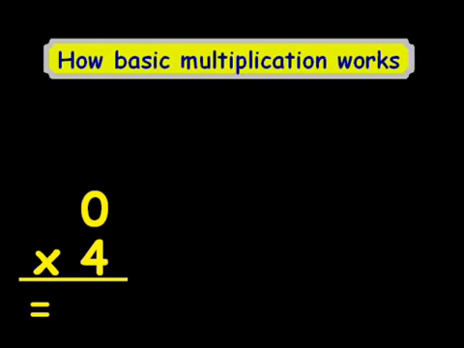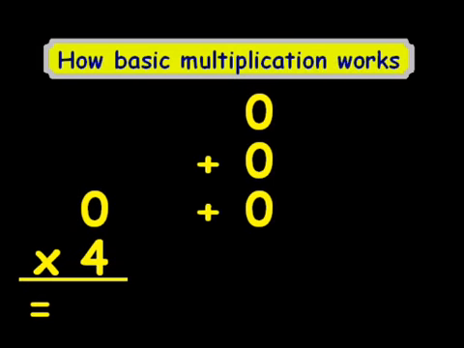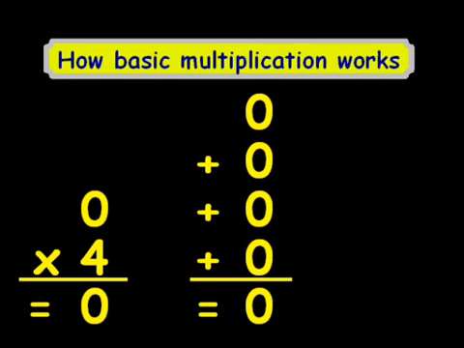Now let's go to the next question here, and the next question says what is 0 times 4? Now, 0 is pretty straightforward, but I'm going to walk through the concept and I'll explain it. Okay, so we have 0, and we have 0 4 times. So we're going to add 0 together 4 times. So we have 0 plus 0 plus 0 plus 0, and that's going to equal 0.